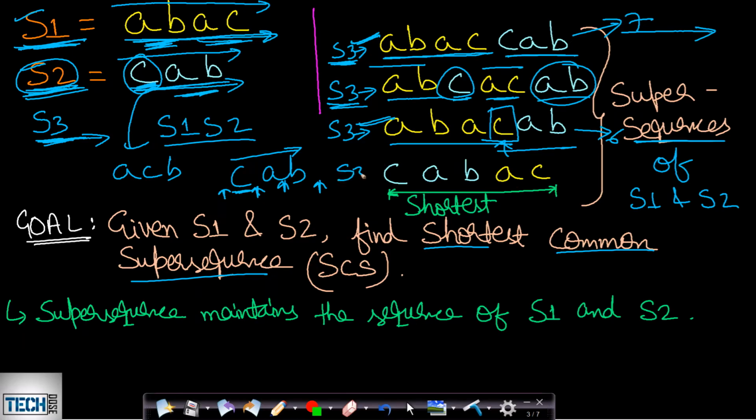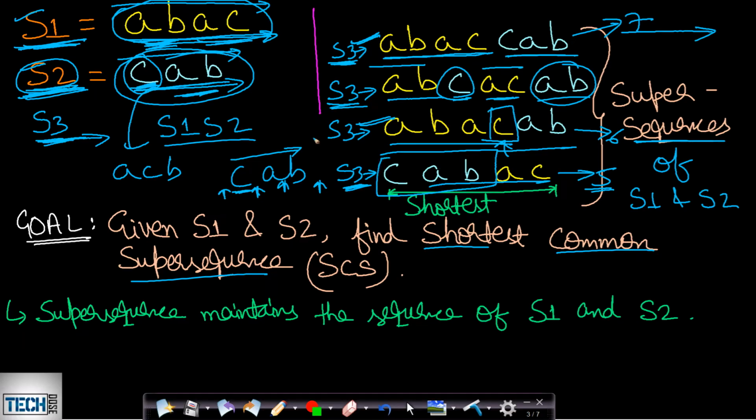So if you look at this string S3, the last one, in this case this is also a supersequence and this is of just length 5, and this is the shortest supersequence possible in this example. If you find the subsequence of S1, then this entire string S1 will be contained as a subsequence in this string S3. This is ABAC. Now if you take this string S2 and find its subsequence in string S3, then this entire string S2 will also be present in S3 as a subsequence, which is this CAB.